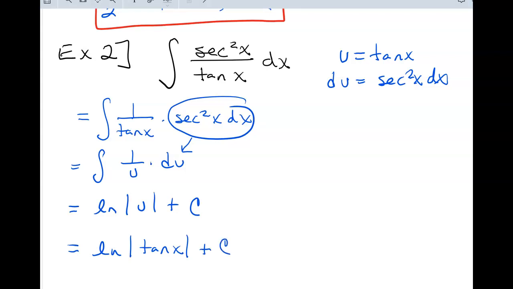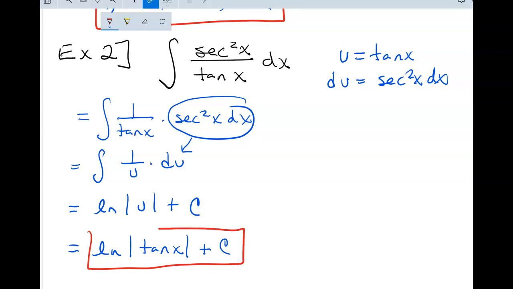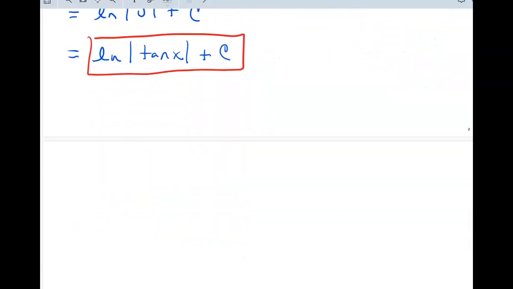Absolute values are necessary for this answer because the tangent of x can either be negative or positive, so the absolute values are really necessary to ensure maximal domain in our answer. All right, let's take a look at example 3.